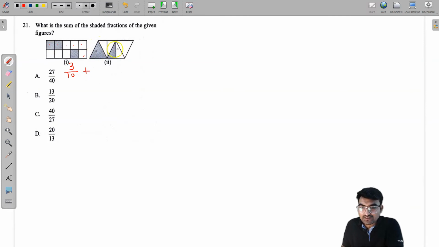Okay, see, these are not equal parts, so we have to make them equal. So if we put this line, they are equal, right? Here also. So now 1, 2, 3, 4, 5, 6, 7, 8. So out of 8 parts, how many parts are shaded? 3. So it is 3 upon 10 plus 3 upon 8, right?